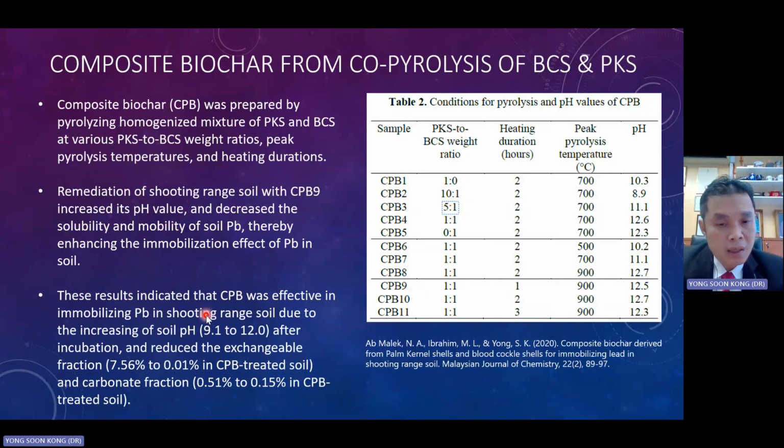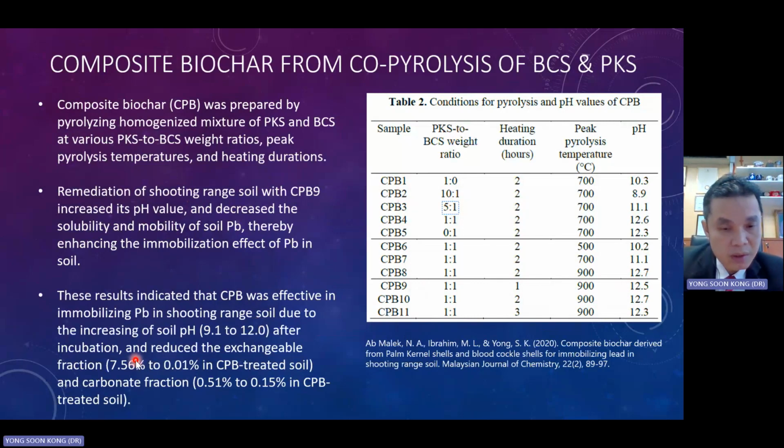Now, this result indicates that CPB is effective. It increases the soil pH to a relatively high level, 9.1 to 12, which is probably not that ideal for plant growth. But this amount can be adjusted, in which later on, for field application, a lower content of CPB can be applied just to make sure that the soil pH is at the optimal level of 7, maybe 8.